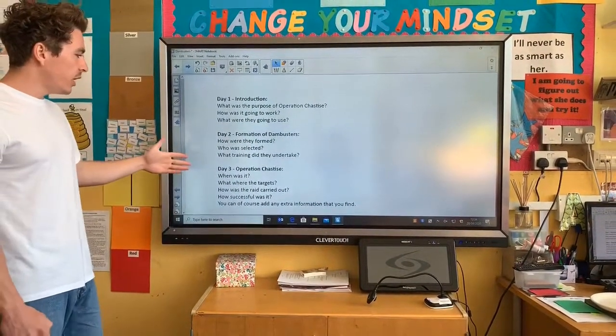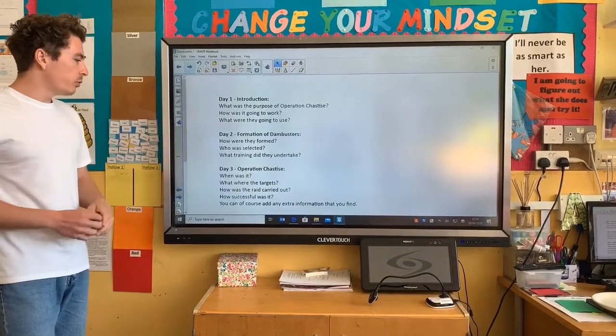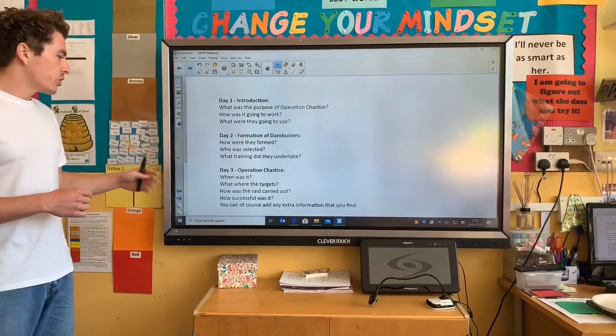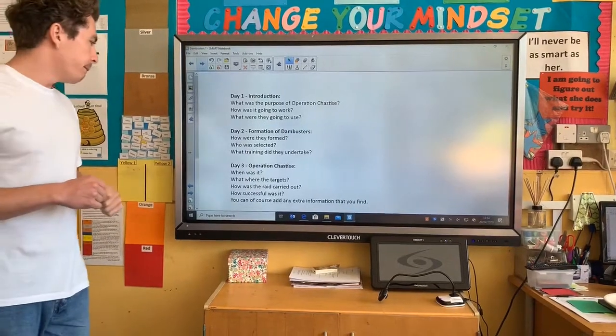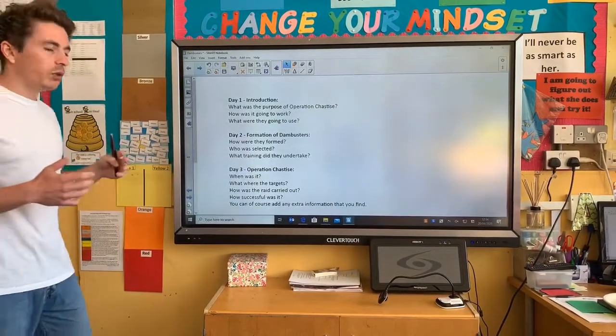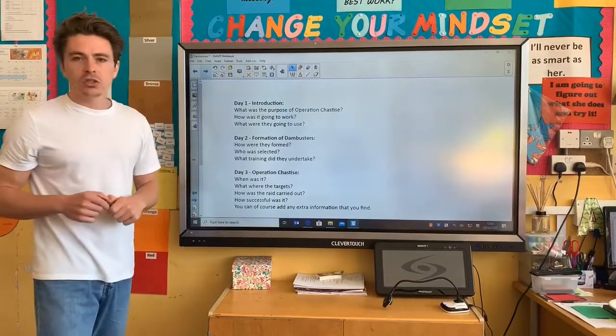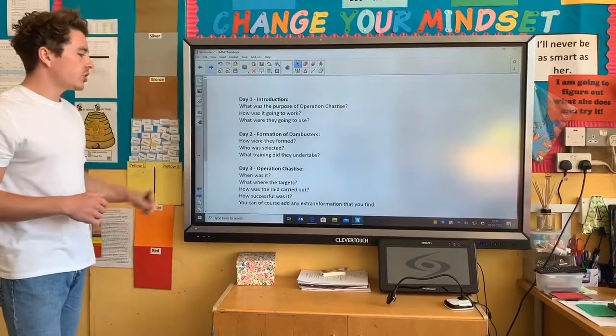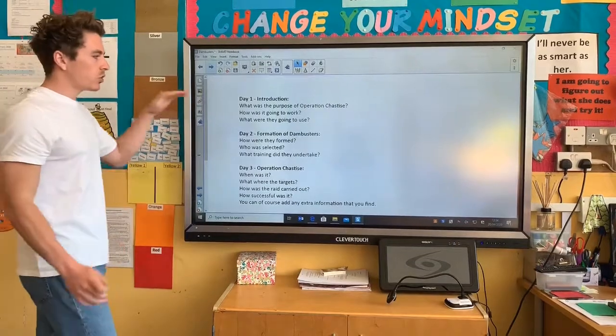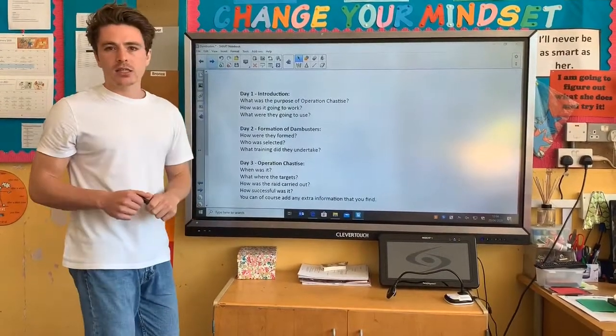And then day three, what actually happened. So Operation Chastise, when was it? What were the targets? How was the raid carried out? And basically what actually happened. If there are any extra subheadings that you want to include, or if you want to slightly change the subheadings, that's fine. Just make sure that you organise it in a nice, clear way.